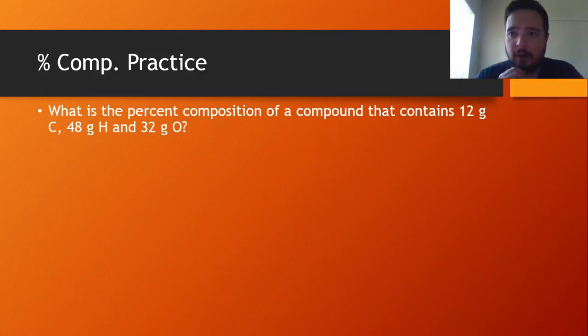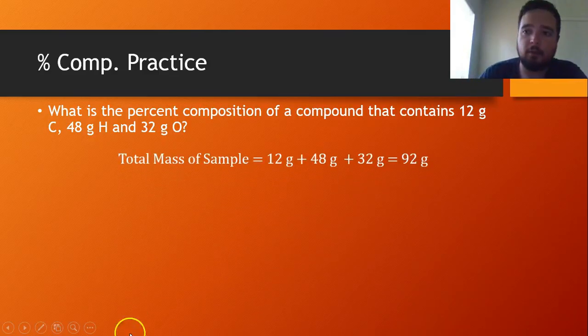So this one's a little bit more interesting. What is the percent composition of a compound that contains 12 grams of carbon, 48 grams of hydrogen, and 32 grams of oxygen? Well, we have to figure out the total mass of the sample first.